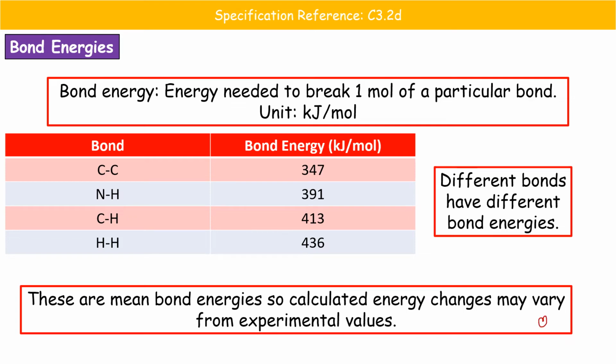Do note this little point in our bottom box here, that the ones that they give you in a table are mean bond energies. So when you actually calculate them, then your energy changes may vary from experimental values. And that's because this is a mean of a range of different chemicals with those same bonds in there. But what actually happens when you do the experiment could be ever so slightly different, because obviously it's not a mean anymore.